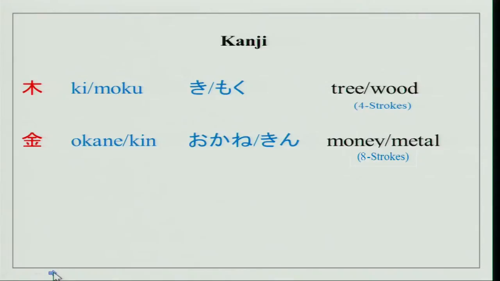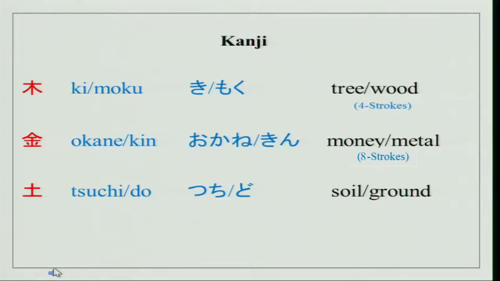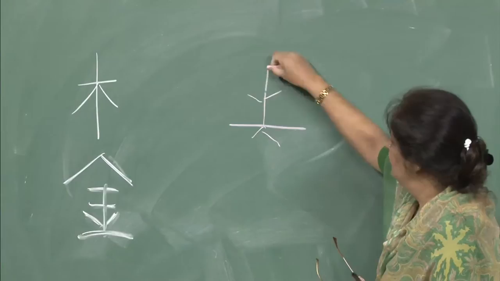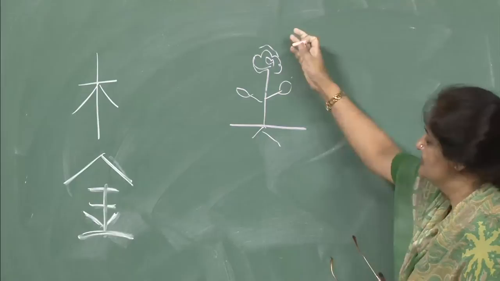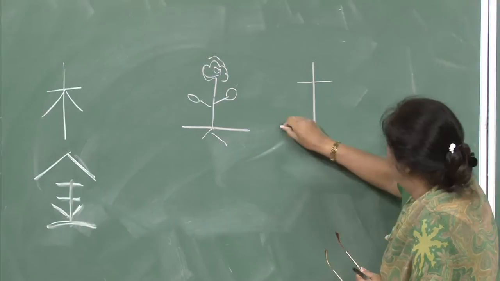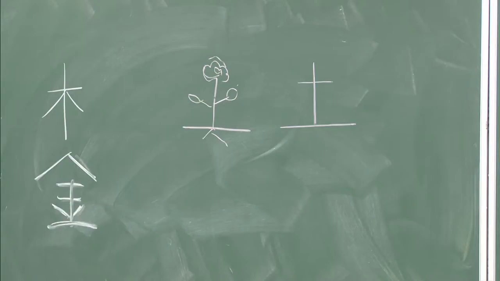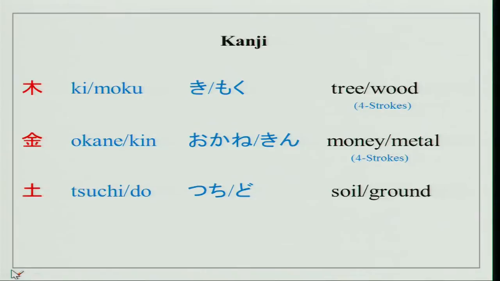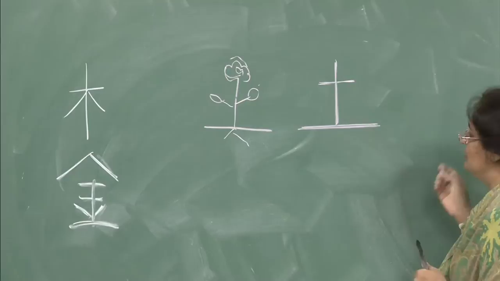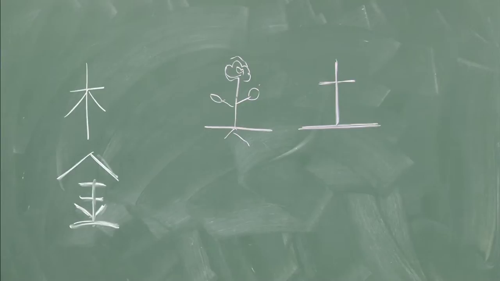Now we have another character over here, which means soil or tsuchi. This is the ground. From here, a flower, something comes out of the ground. So that's how you have this character for ground, which is tsuchi. That's how this character has come into being, and it is used for Saturday, which is doyobi. This is a three stroke character, 1, 2, and 3, meaning soil or ground.